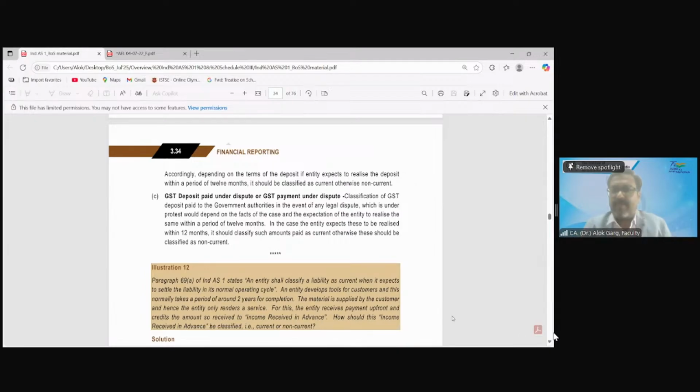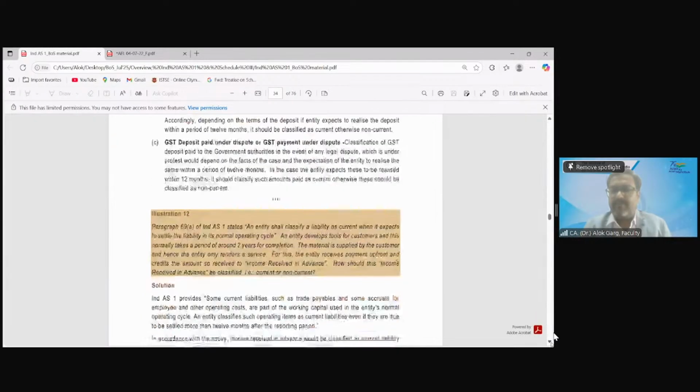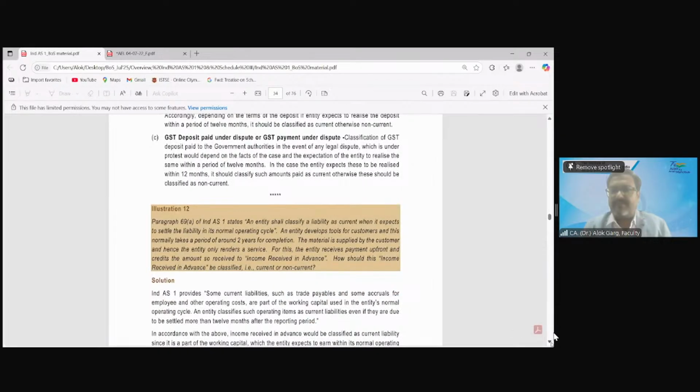Sir, this is also same as per the tender deposit and EMD. See, if the fact of the case is known to us within the 12 months, then if the money is received from the things, we can put it as a current. Otherwise, we can classify it as non-current.